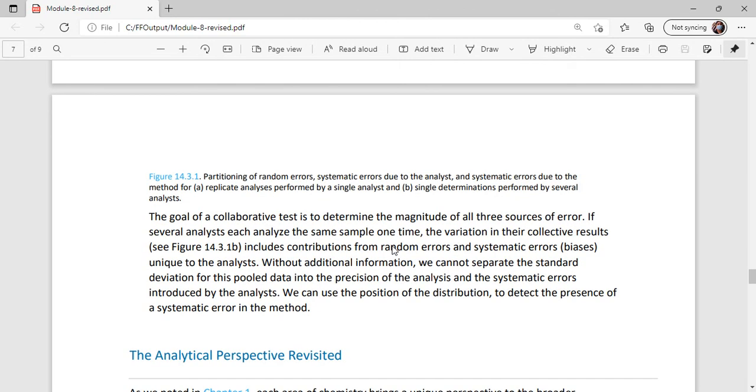The goal of a collaborative test is to determine the magnitude of the three sources of error. If several analysts each analyze the same sample one time, the variation in their collective results includes the contribution from random error and systematic errors unique to the analyst. Without additional information, we cannot separate the standard deviation of the pooled data into the precision of the analysis and the systematic error introduced by the analyst. We can use the position of the distribution to detect the presence of systematic errors in the method.